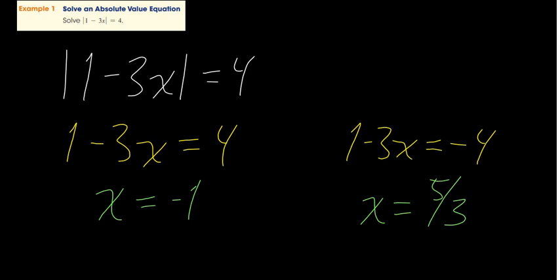Now, obviously, we can, and we will for this particular problem, do some mental math and plug them back in. If we plugged in a negative 1 there, what's 3 times negative 1? That's negative 3, so a minus a negative 3 is going to be a plus 3. So 1 plus 3 is 4, and the absolute value of 4 is indeed 4. So that works.